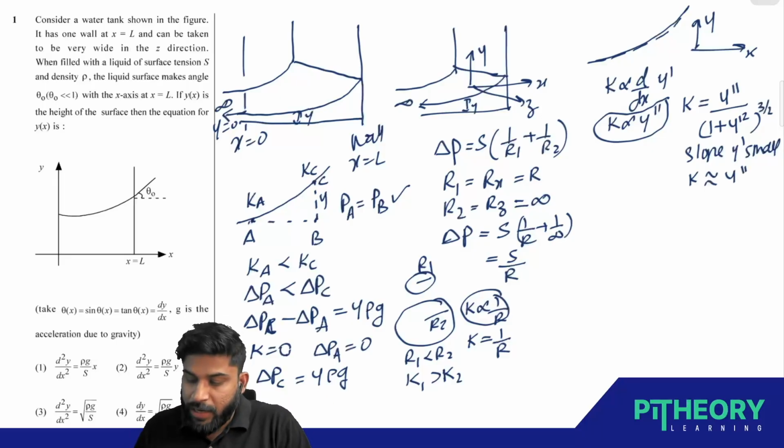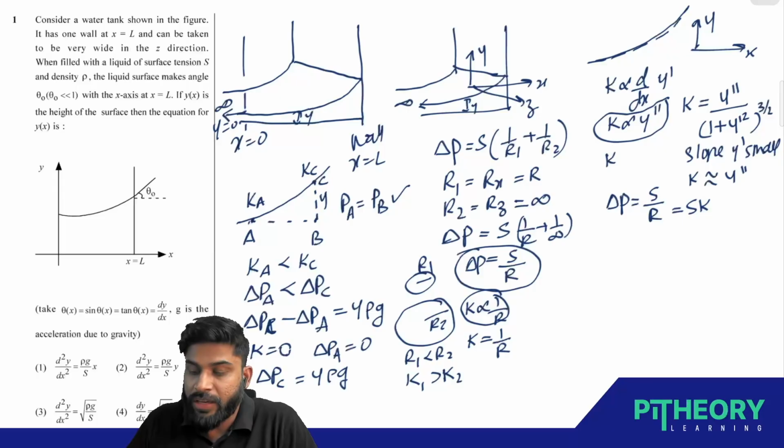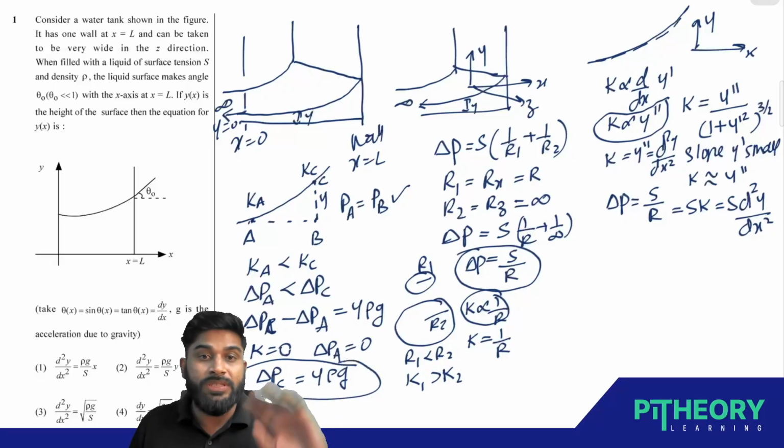So what will happen to our relation here? We have delta P equal to S by R, that relation we are having. So delta P is equal to S by R, and you can write S by R as S into K. Now K we have already got as y double dash, which is equal to d square y divided by dx square. So you can write this equation as S into d square y divided by dx square. Now I'll relate it back to this again: delta P is equal to y rho g, back again.